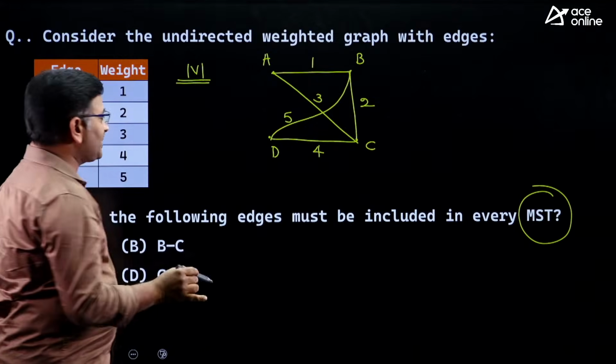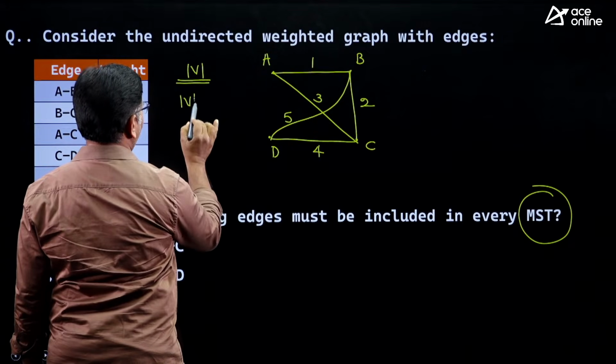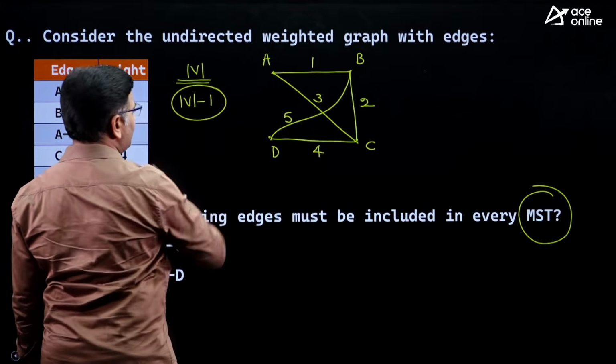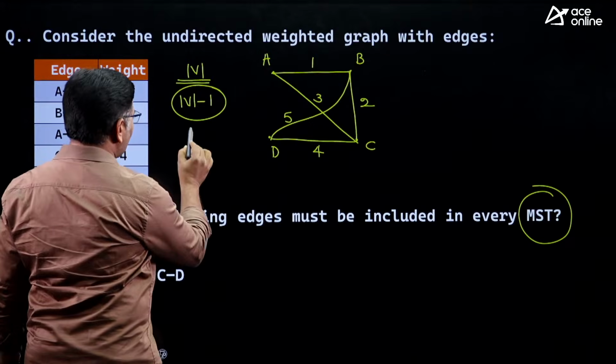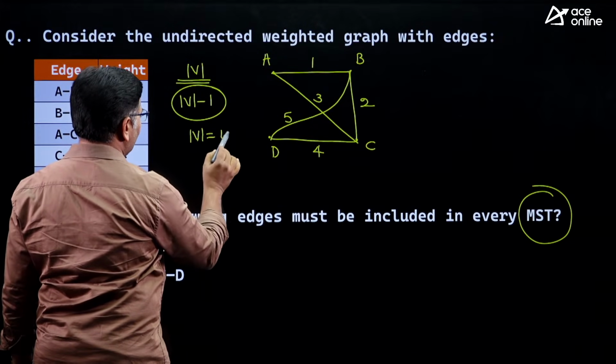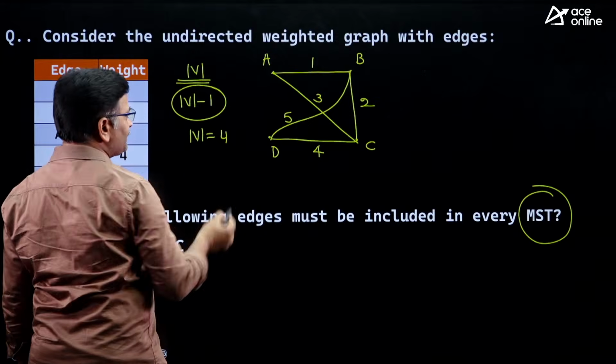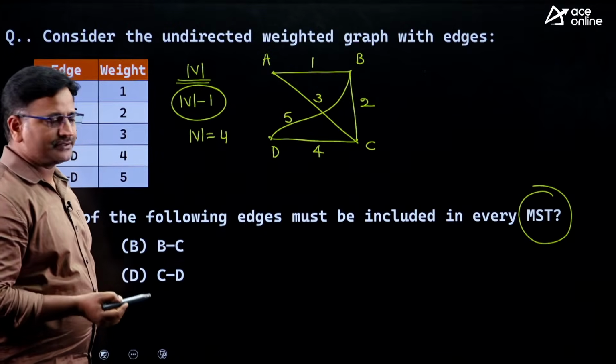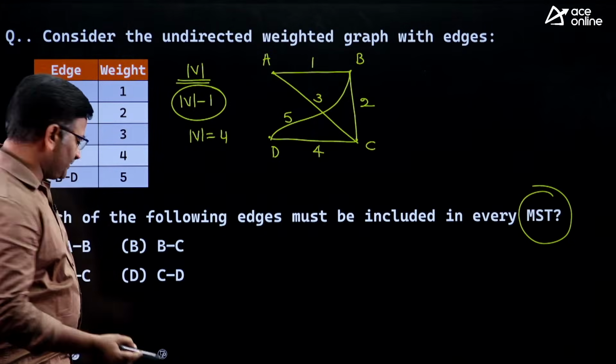then spanning tree must contain V minus 1 number of edges. The spanning tree must contain V minus 1 number of edges. In this problem, total number of vertices are 4. Therefore, spanning tree must contain 4 minus 1, 3 edges must be required, 3 edges. Then how do I include those 3 edges?